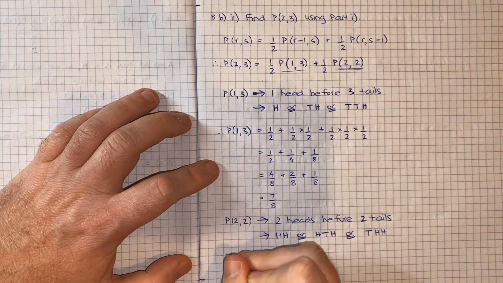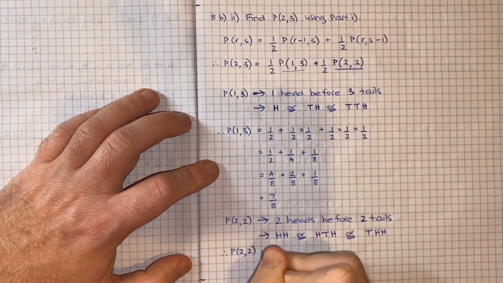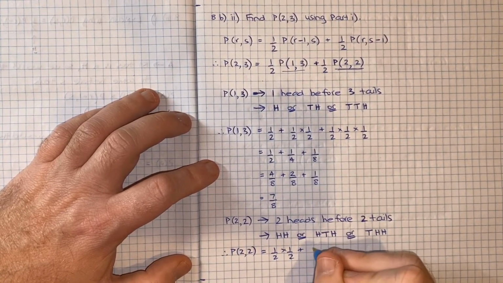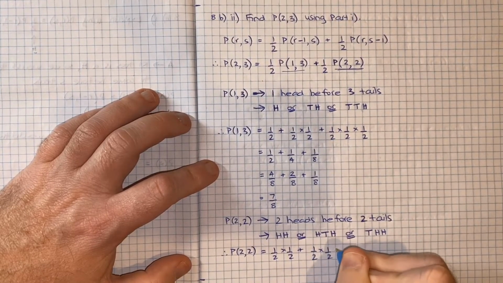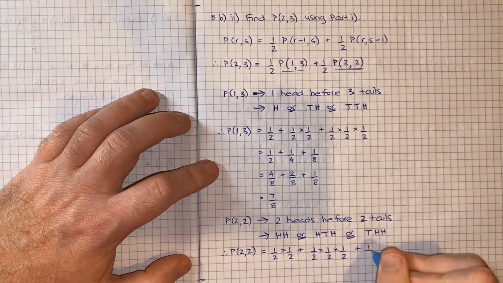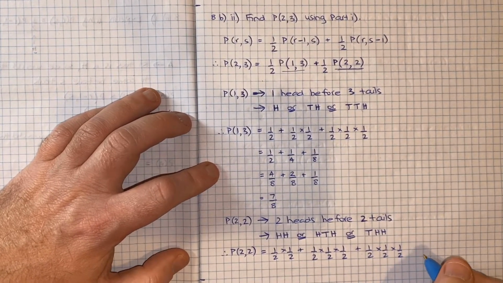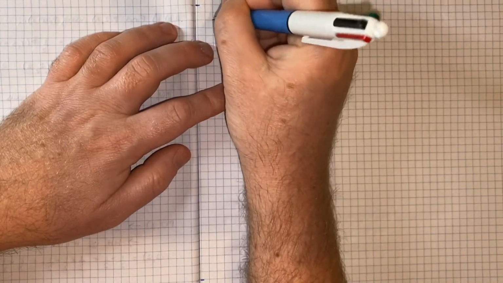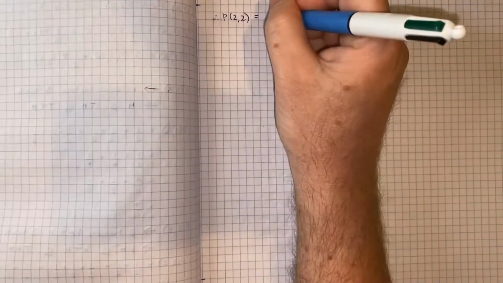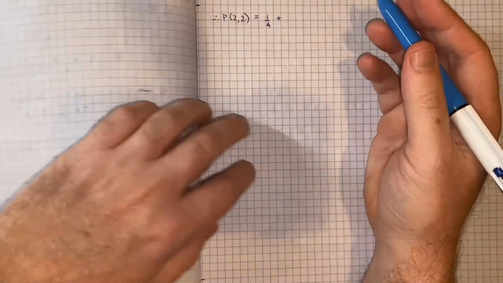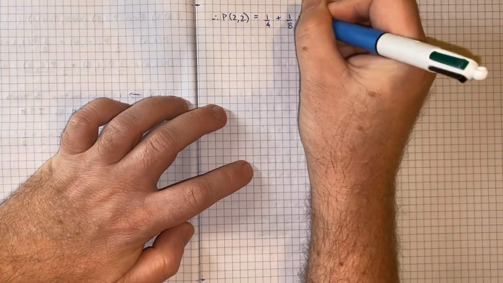So therefore, the probability of 2 comma 2 would be a half times a half, plus a head, which is a half, times a tail, which is a half, times a head, plus a half times a half times a half. And at this point, maybe I should turn over. So let's just continue. So the probability of 2 comma 2 is equal to, let's just work these out, a quarter plus an eighth plus an eighth. So 1 on 8 plus 1 on 8.